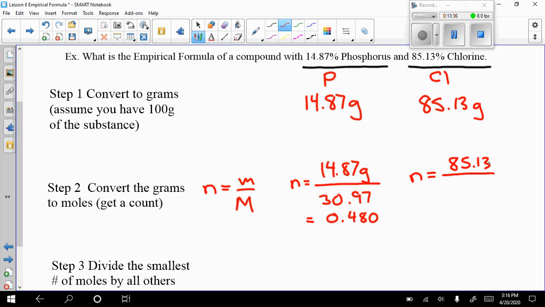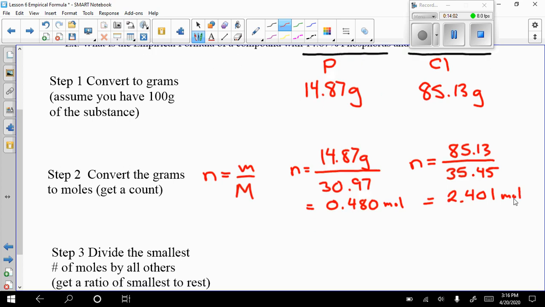When I do that for chlorine, I take my sample mass, which is 85.13. That's the mass that was in the substance. I divide it by the molar mass. I look it up on the periodic table, and it's 35.45. When I do that math, I get 2.401 moles. So these are both in moles, and remember, that's a count. It's like 0.48 dozen, but in this case, it's 0.48 moles. So I've turned a mass into a count.